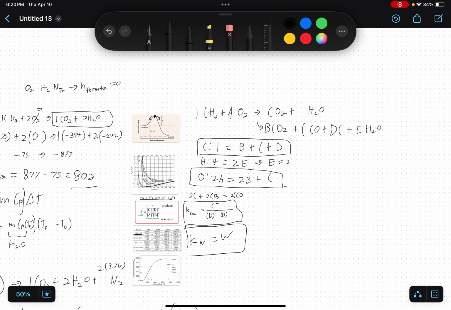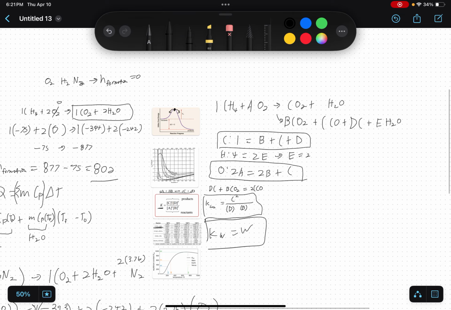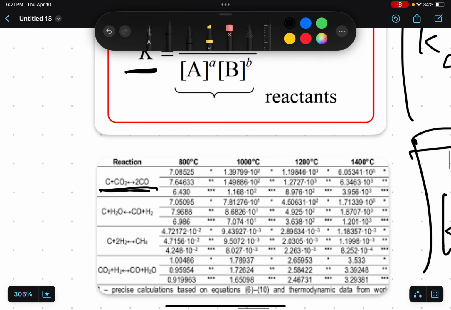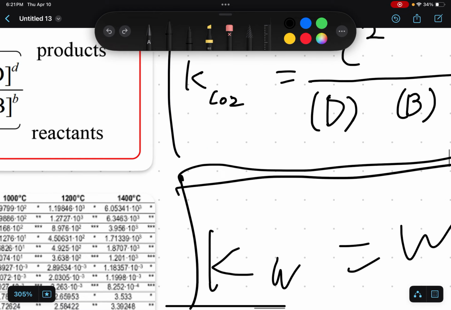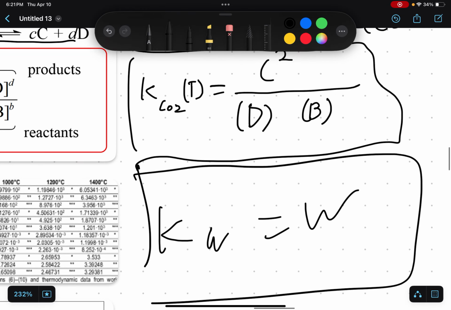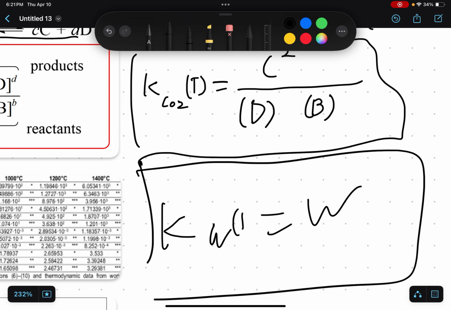So, unfortunately, it is not that easy. In reality, K is a function of temperature, because you can see, like for that K value, it increases as temperature increases, which sucks because it means that you have to add K of T. So K of T, and it would be a T final.